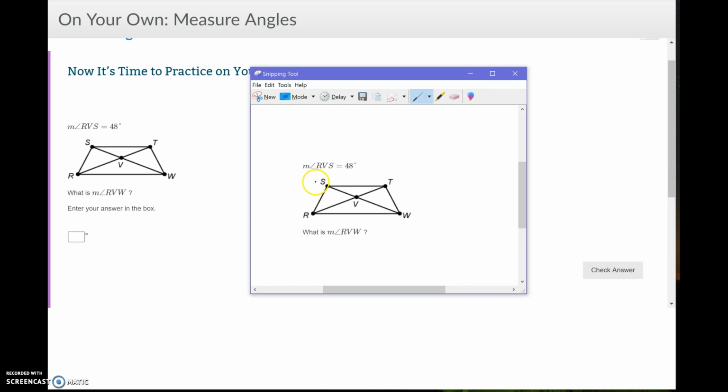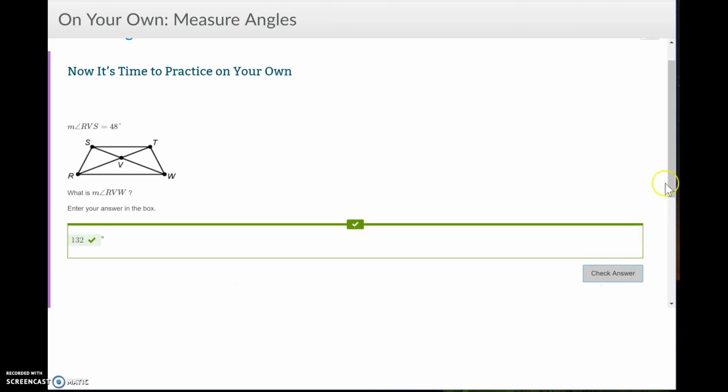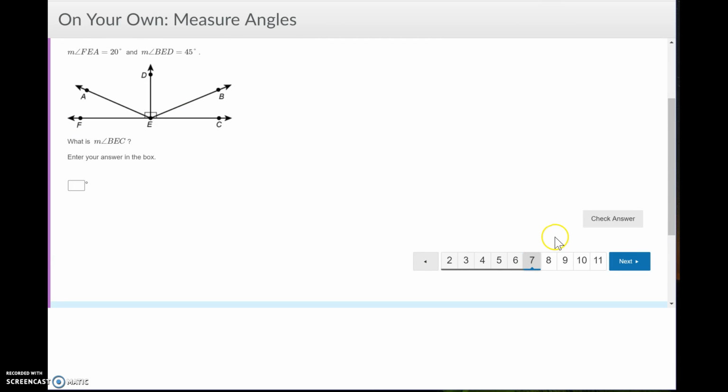Alright, so we know the angle RVS is 48, and we're looking for angle RVW. So notice how they make a straight line with each other, so straight lines always equal 180. So you take 180 minus 48. I know most of you can do this in your head, but if not, use your calculator just to check your answers, especially if you don't get it right. It's just practice. So that's 132. Oh, we're doing good. All right, so here we are at number 7.